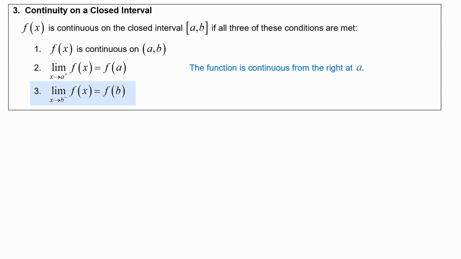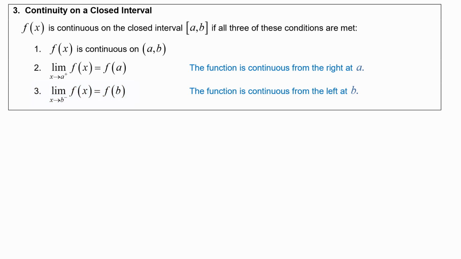Third, the limit as x approaches b from the left of f of x has to equal f of b. So that means as we're coming in from the left at the right endpoint, that one-sided limit has to equal the function value there. Another way of saying that is the function is continuous from the left at b.